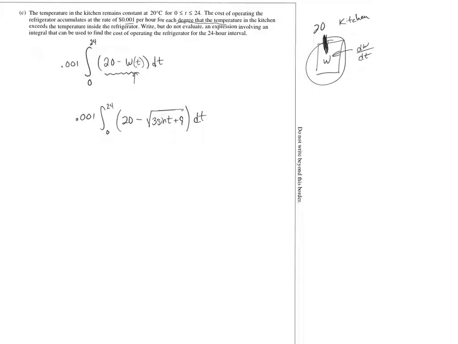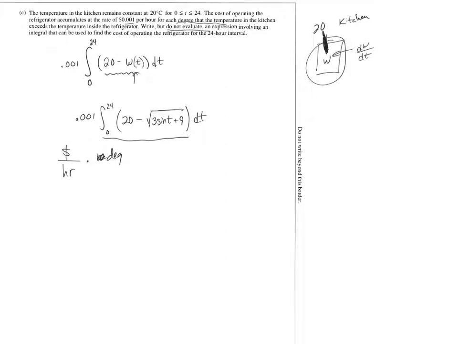But there you go. That's all it's asking for, right? It says do not evaluate an expression that would find the cost over the 24 hours. So we had to gather up all of the incremental discrepancies between the outside temperature and the inside temperature, which this integral does, and then multiply it by 0.001. So this is like dollars per hour, and for each degree, so it's like dollars per hour per degree. And then this is going to be degrees.